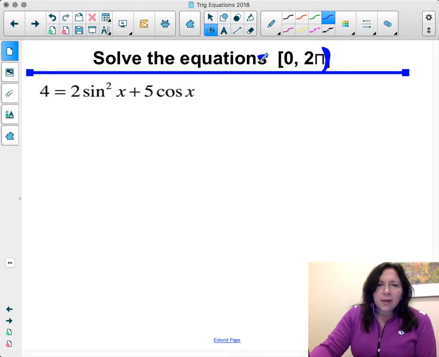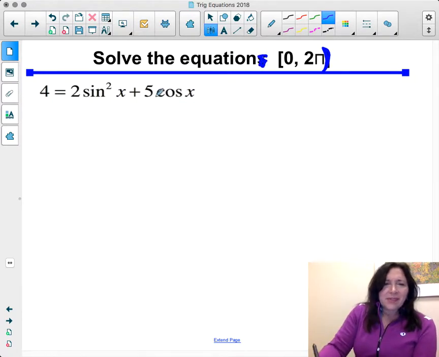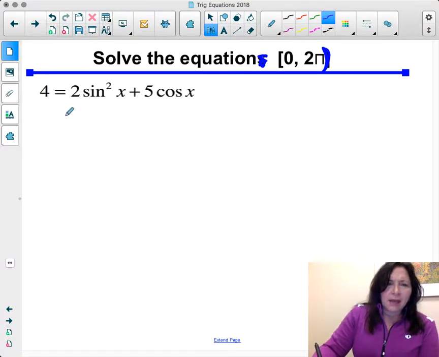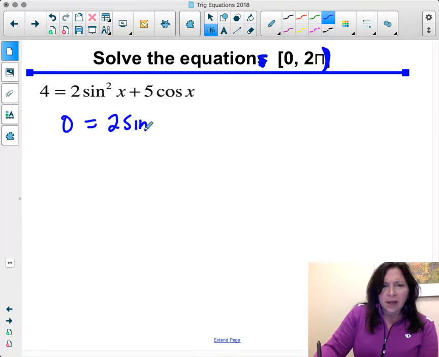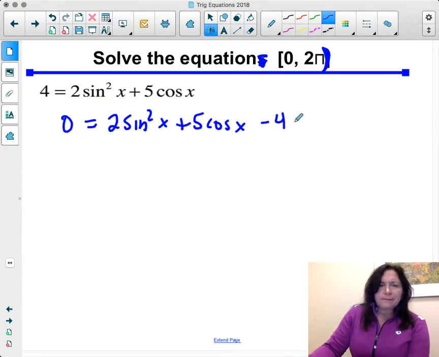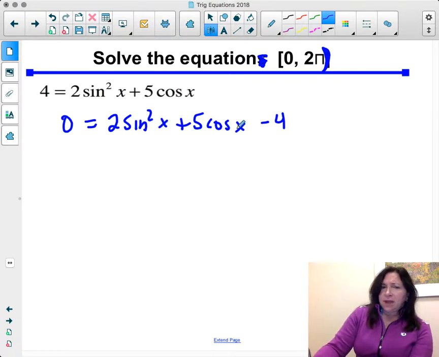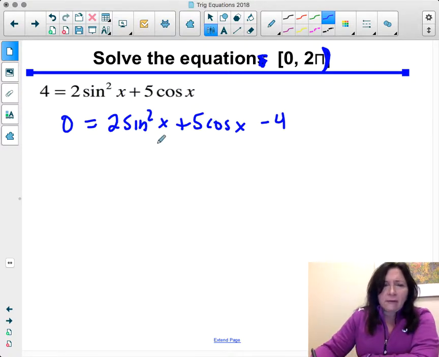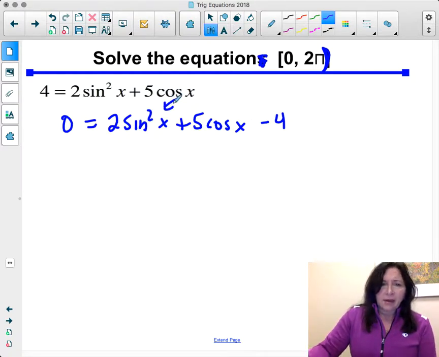Solve the equation. This is quadratic, but I do notice one thing. I'm going to set this equal to 0. I get 2 sine squared of x plus 5 cosine of x minus 4. I'm noticing that I have sine squared of x, and I've got cosine of x. So I have to get rid of one of those, because in order for me to factor this, I am going to have to have all the same sinusoids.